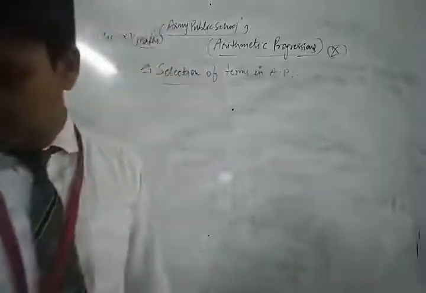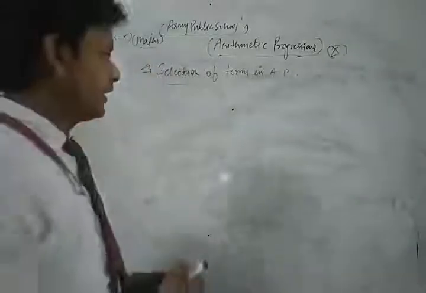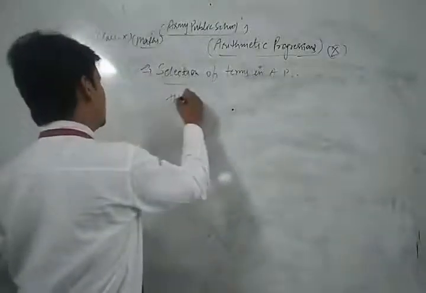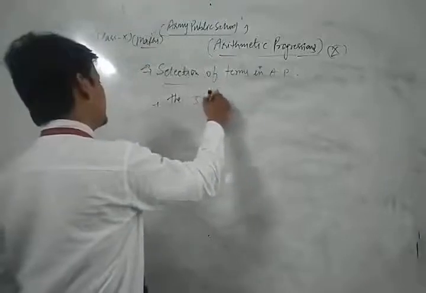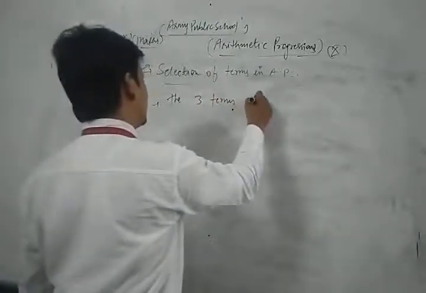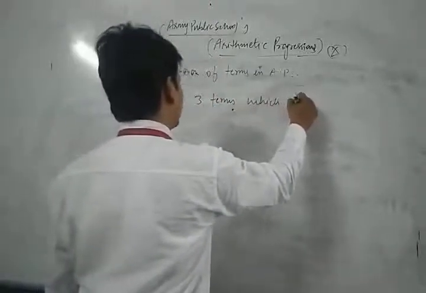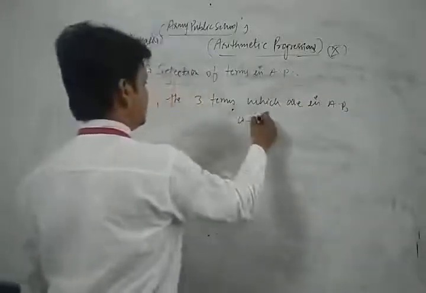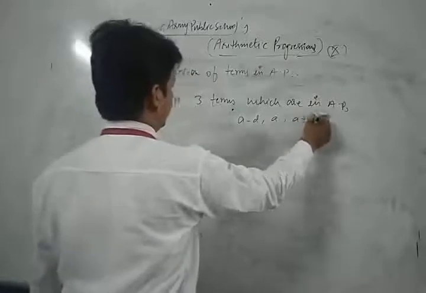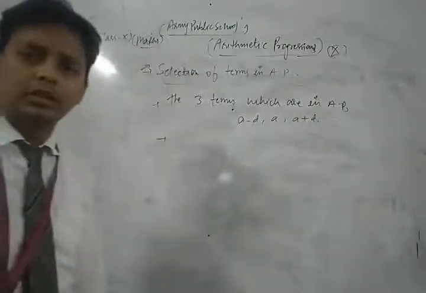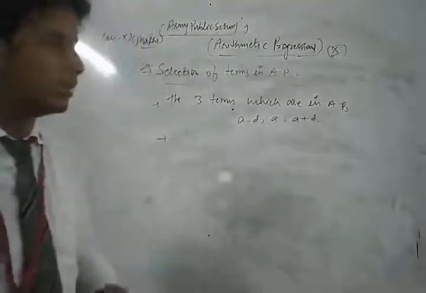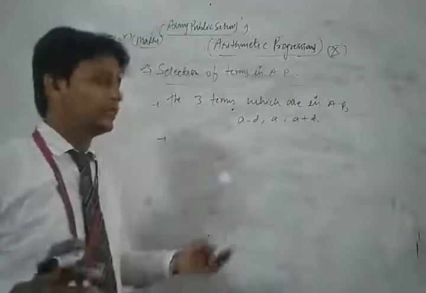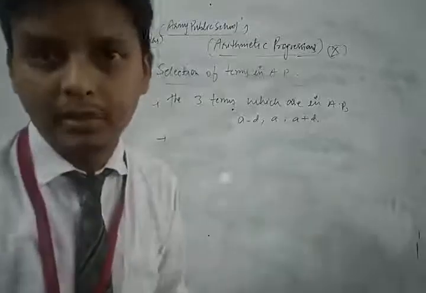Let's see, dear students. Here, if we take three terms in AP, listen, the three terms which are in AP, we always take as a minus d, a and a plus d. This is a very important result related to an arithmetic progression. If we take three terms which are in AP, then we always have a minus d, a, a plus d.